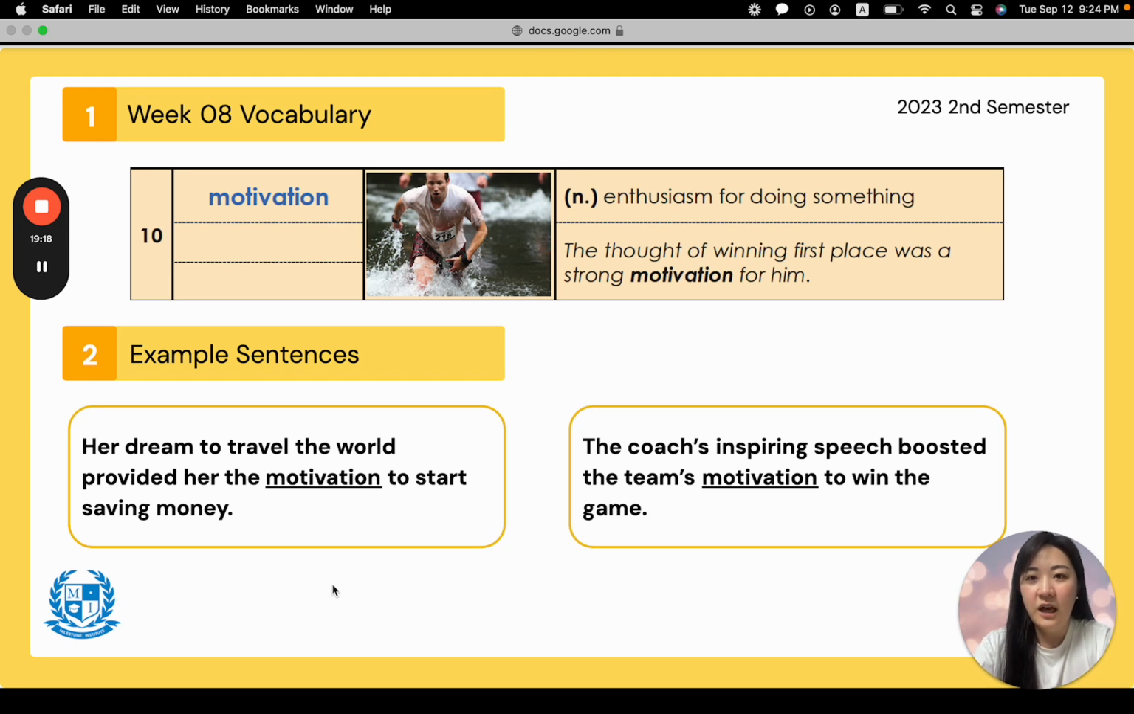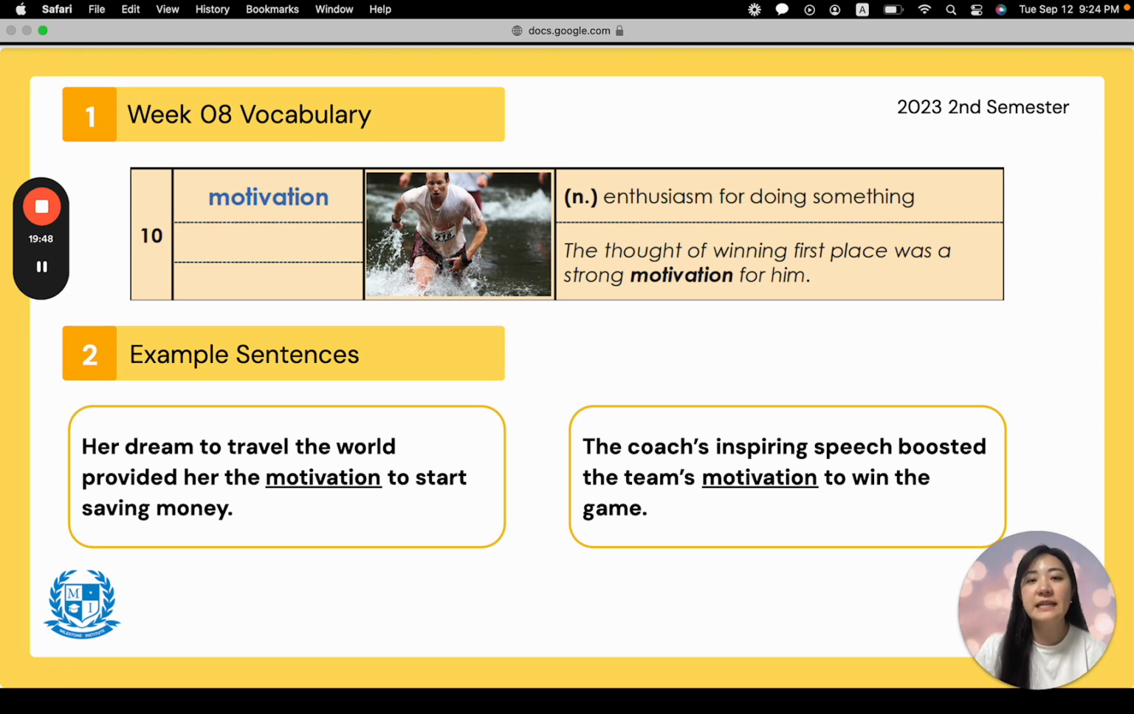Woohoo! Wow, look at this man running in the water in this picture. Please repeat after me and say motivation. Motivation. And it is a noun, and it means enthusiasm for doing something. You're like having the urge that you can do it. You know how Korean people say fighting, but fighting doesn't mean fight when people in Korea say it. It means you can do it. So you have the motivation, right?